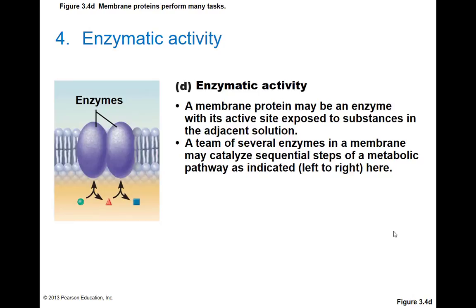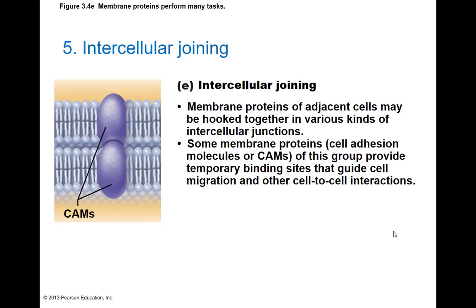It could be enzymes helping some type of chemical reaction. There's 2 of them working together. One turns green circles into red triangles, and one takes red triangles and turns them into blue squares, whatever they are supposed to be. But they're helping speed up chemical reactions. They can help join 2 different cells together. Proteins can stick to proteins.